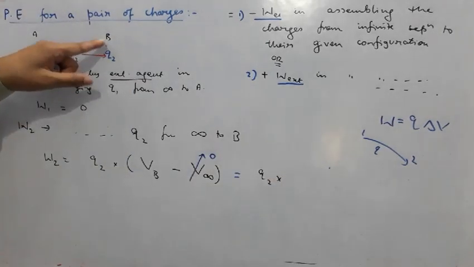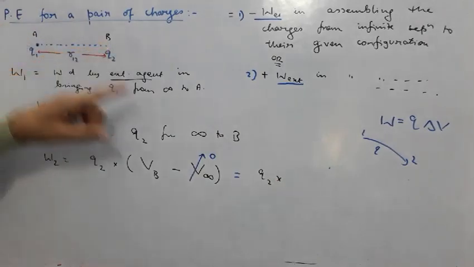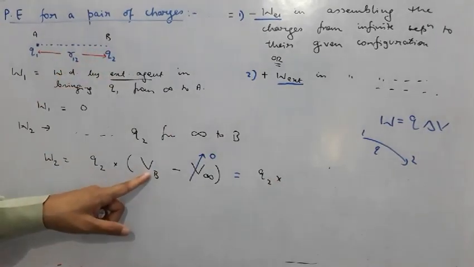At B now there is a potential. Earlier there was no potential at A. That's why this work was 0. At B there is some potential that we write as VB.